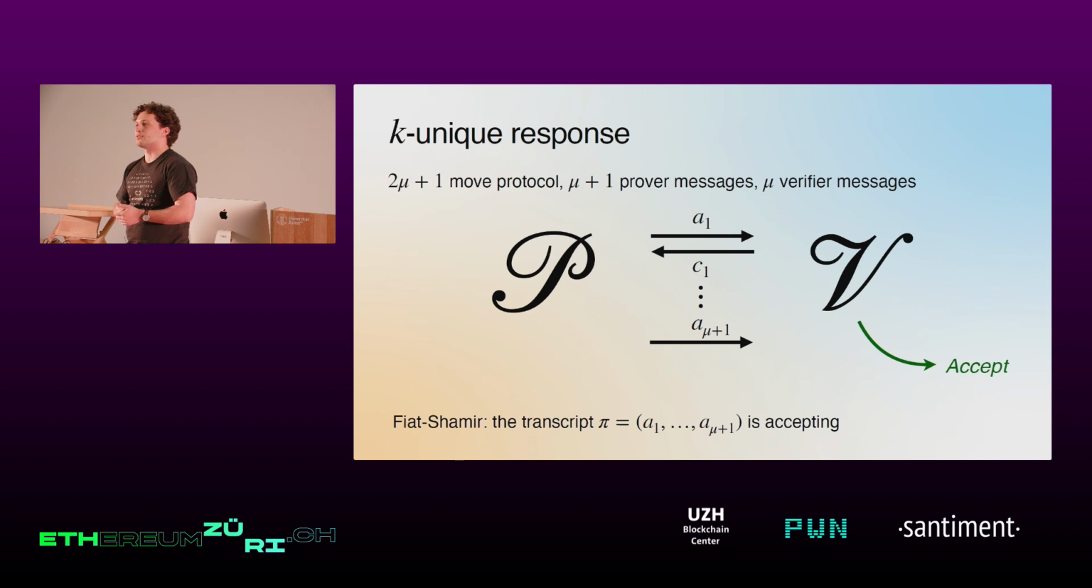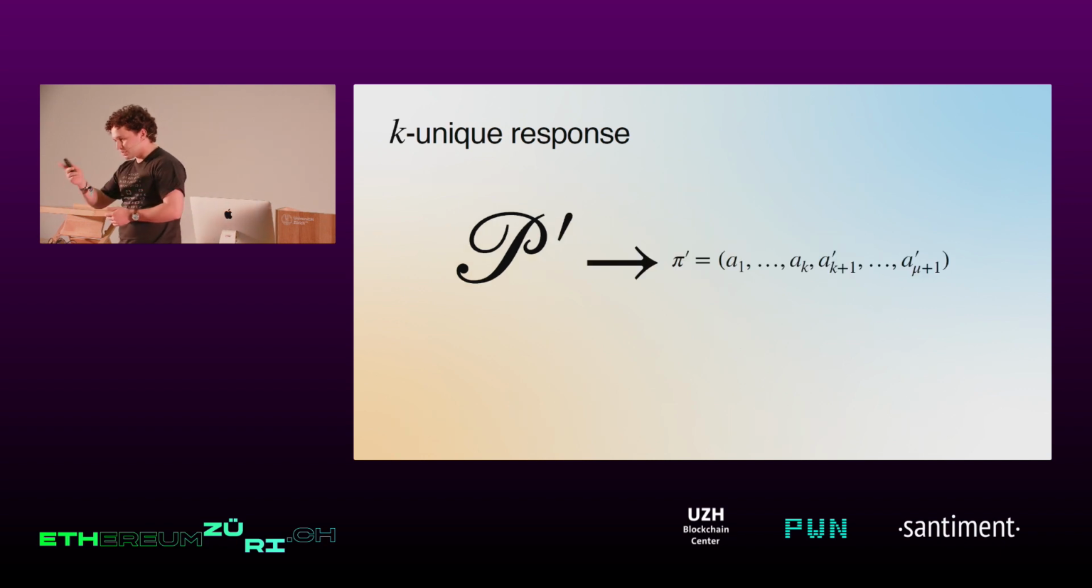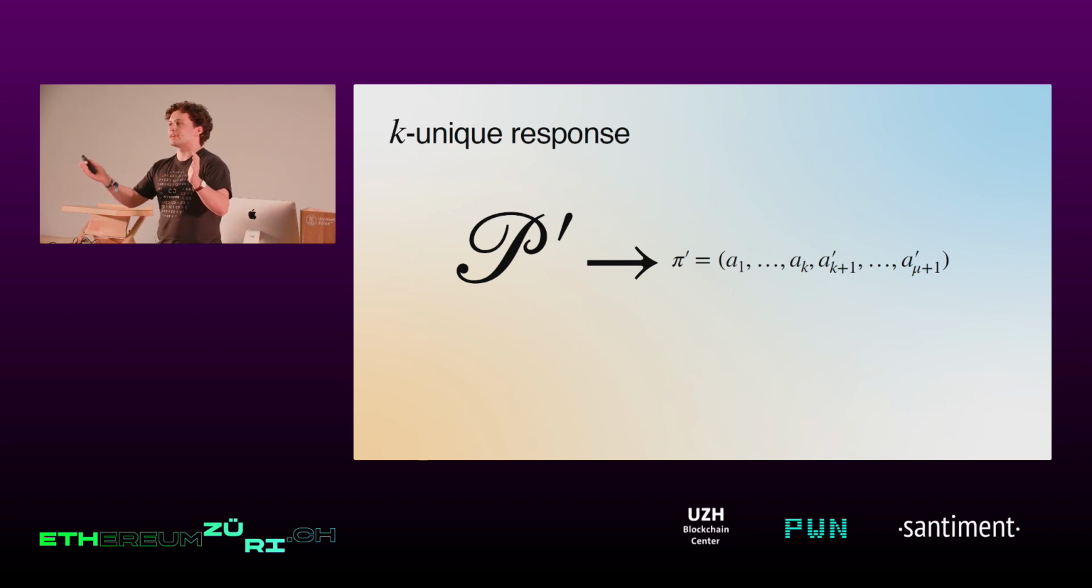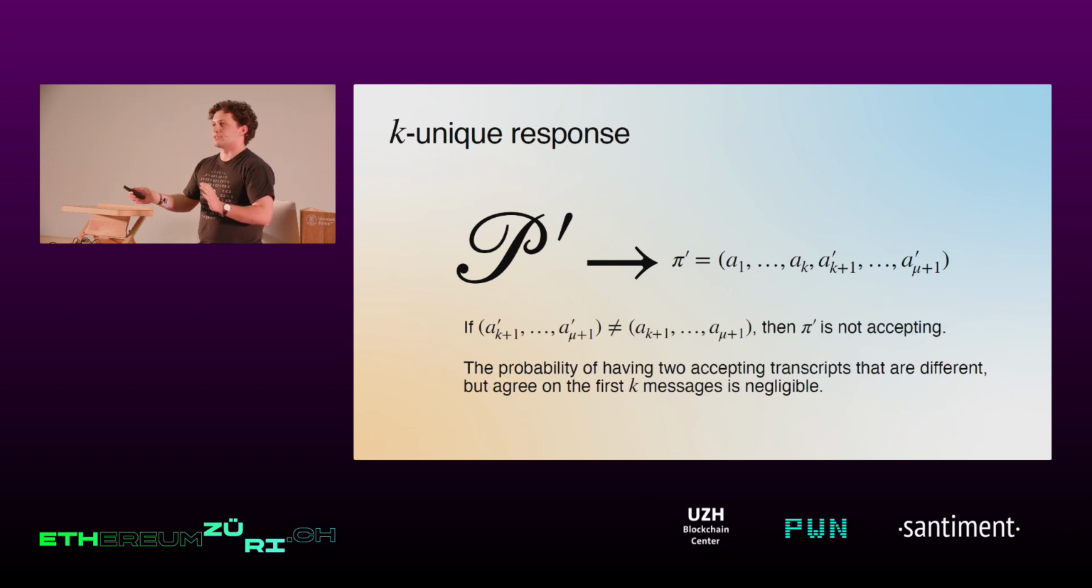Why don't we include the verifier messages? It's because we can always recompute them by hashing. OK. So here's another prover, P prime, which could be the same, and it produces another transcript. The first k messages are exactly the same as in the previous transcript, but the last ones can potentially be different. So what k-unique response tells you is that if the last messages are different, then this new transcript cannot also be accepting. It has to be rejected.